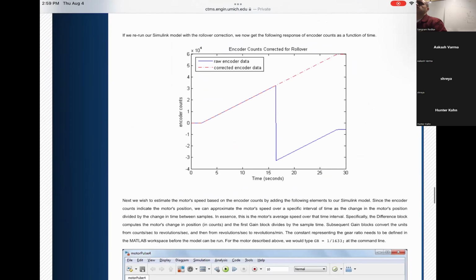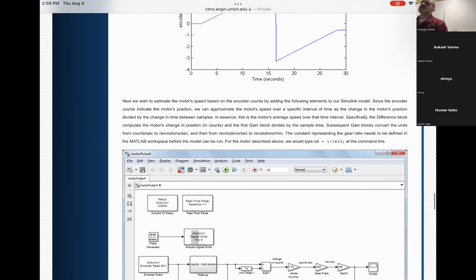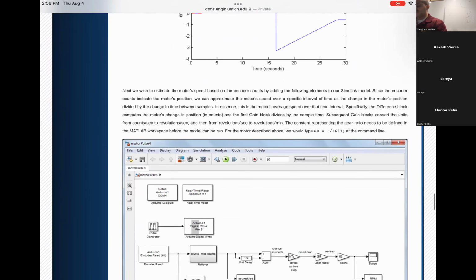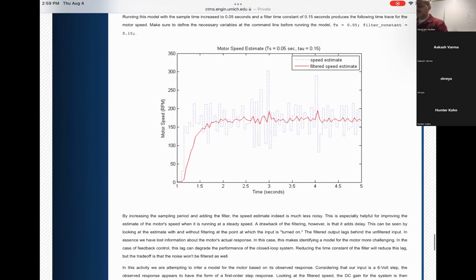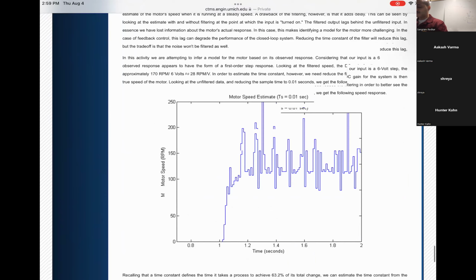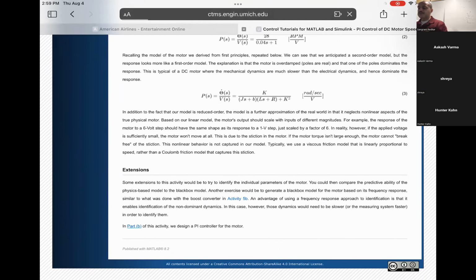Are you with me so far? This looks intimidating, but trust me, it's not, because the codes are already given. Simulink codes are given. You will have to modify them. You have to just make the connections. And then finally, everything is given to you. So you can actually create the plant, and then go to part B of this activity.